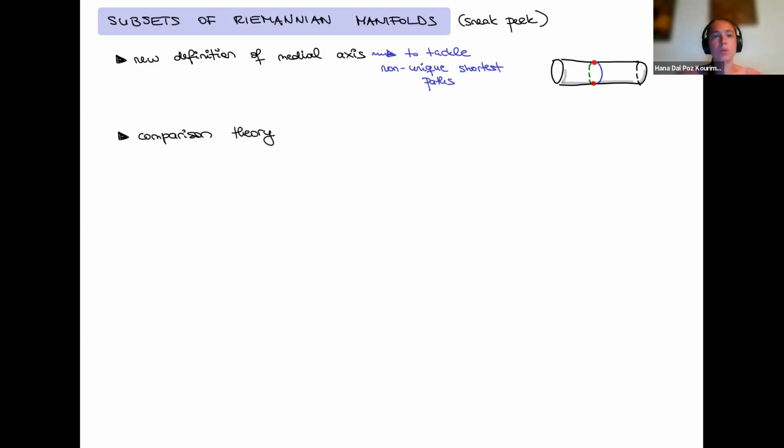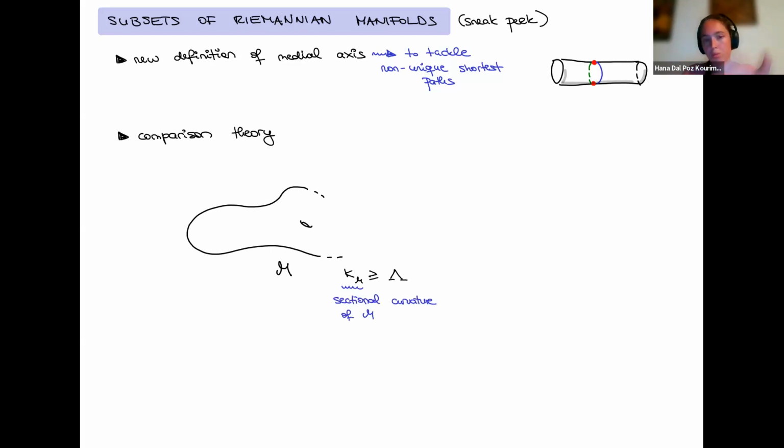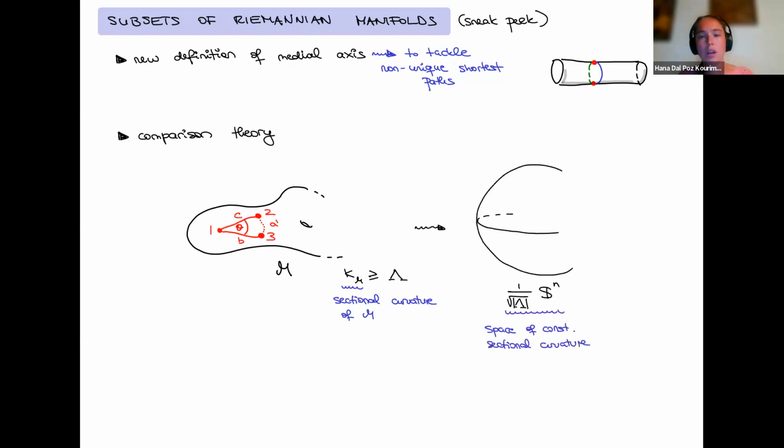The second thing that we are using in our paper is comparison theory. This basically says that in order to get some reasonable information about the manifold, which is called M, you start with the manifold and then you look at the sectional curvatures of the manifold. You have a look at the lower bound of them, and then you can use this to project whatever information you have on the manifold into the space of constant curvature with that sectional curvature.